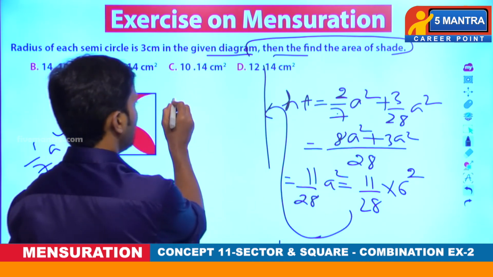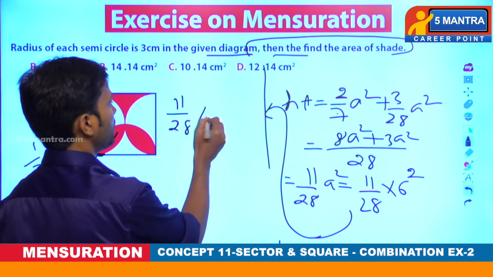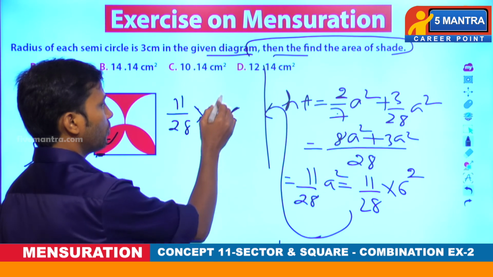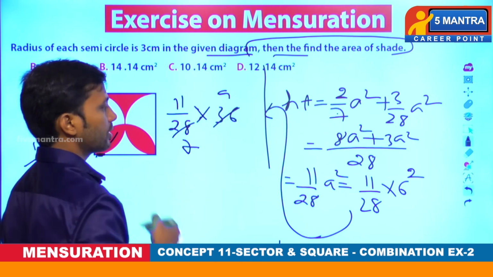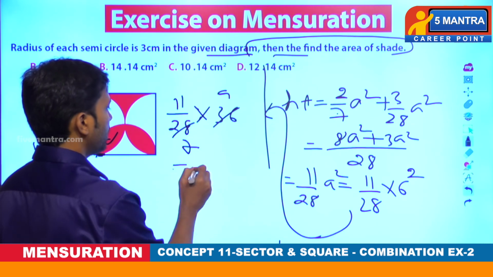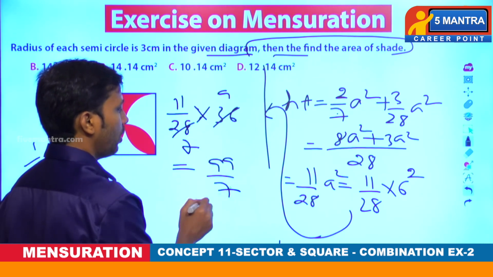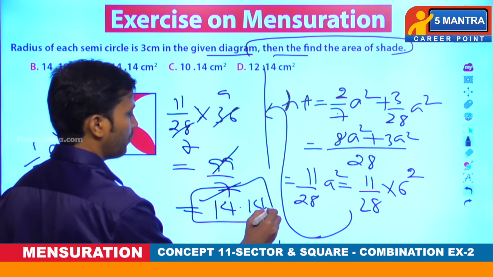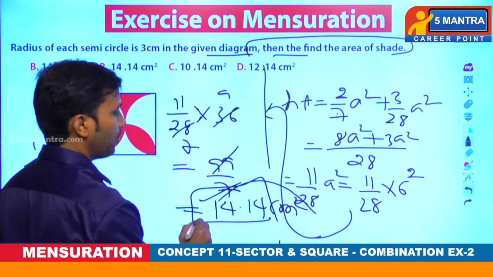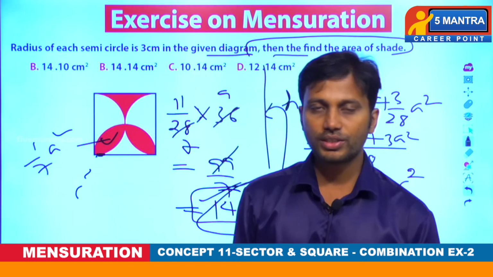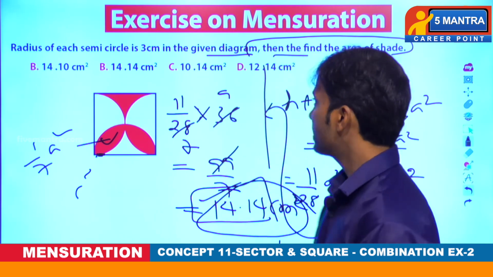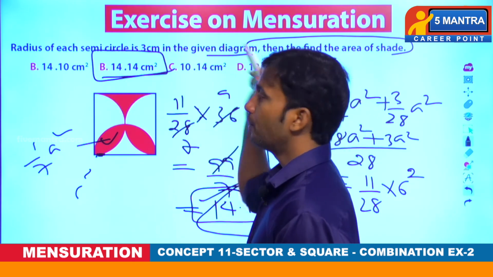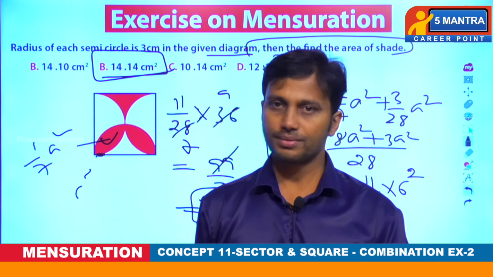Now look at this. This is 11 by 28 into 6 square, that would be 36. Now can we cut this with 4 or not? 4 9s are 36 and 4 7s are 28. And now this is how much? 99 by 7. On further dividing, 14.14. That means what is your final answer for the shaded region? 14.14 centimeter square, which is a given option. So option B is the correct answer for the given question.